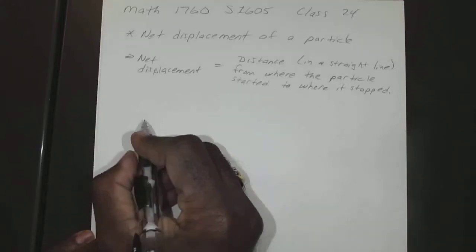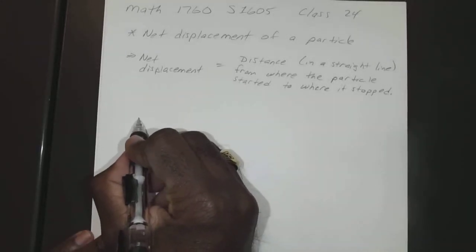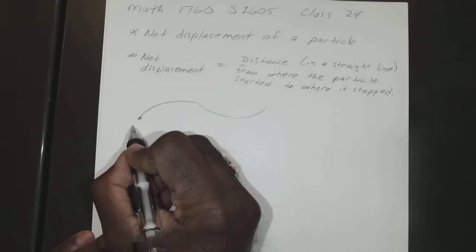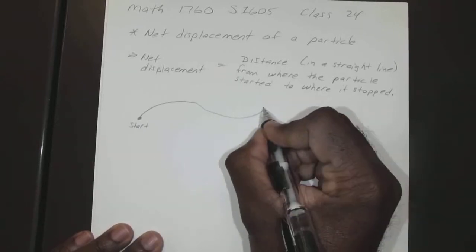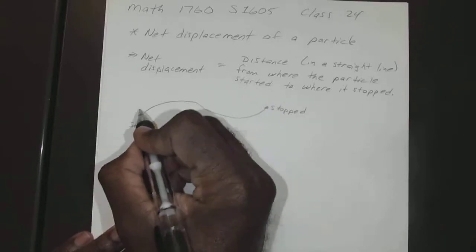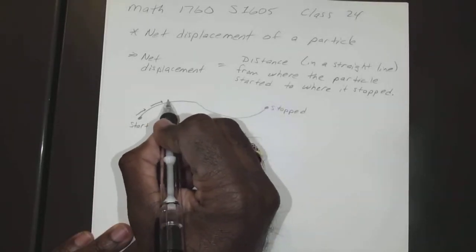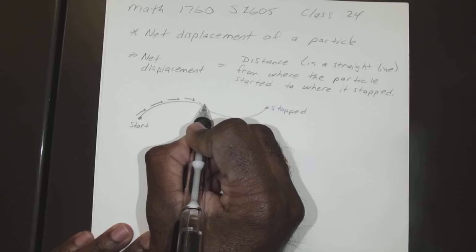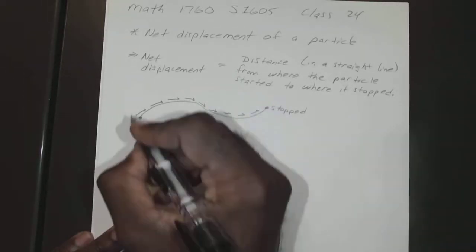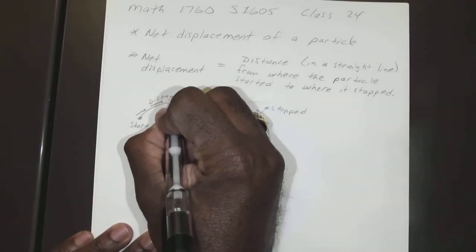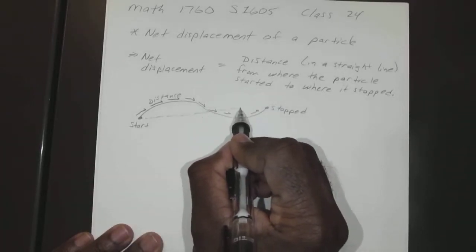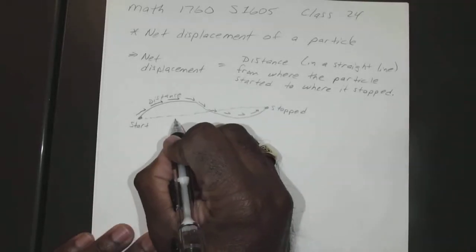Okay, so let's say if you had just a quick example. Let's say you have a particle and it went like that. Let's say this is where it started. This is where it stopped. If you follow this path all the way around, that will be your distance. But if you go from where you started to where you stop, that will be your displacement.